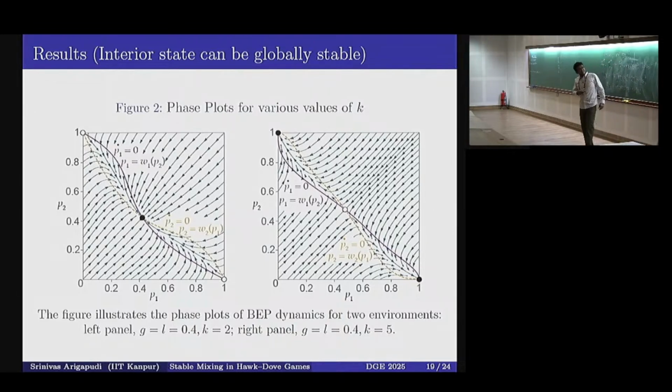But if K is not too large, then what this phase portrait shows is that there can be convergence to something which is in the interior. And in fact, in this particular setting, when G and L are both 0.5, this interior state is not just asymptotically stable, but it is also globally stable.